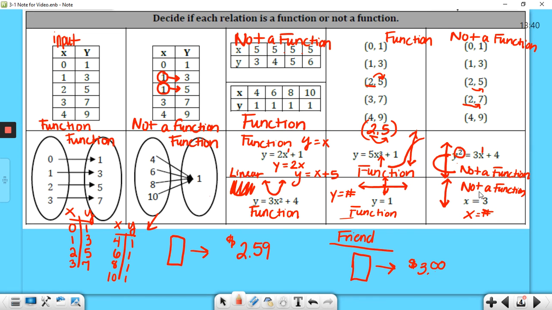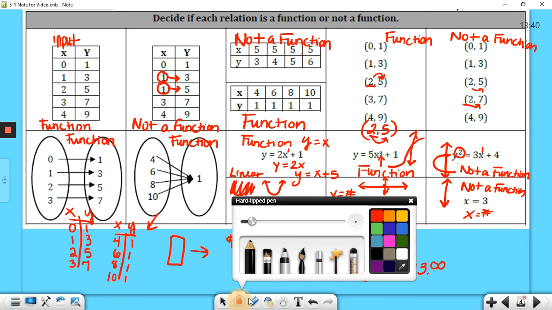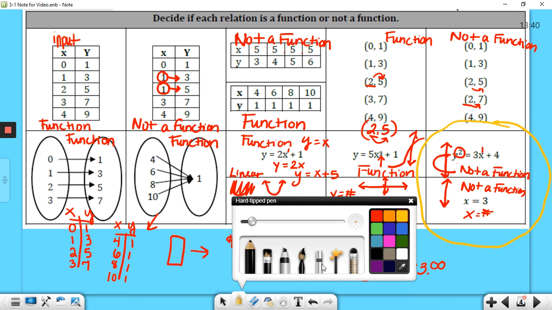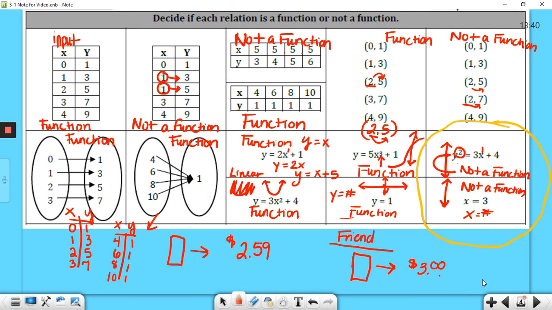So there's only 2 here that were not functions. Keep that in mind. A lot of equations are functions. There's not that many cases that are not a function. So it's probably easiest to concentrate on understanding what is not a function.